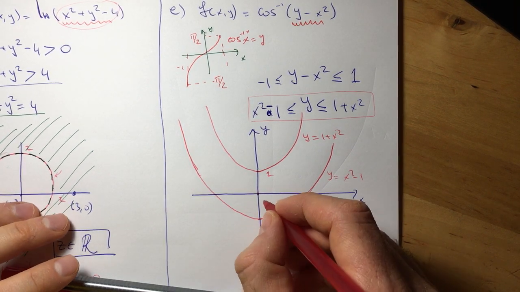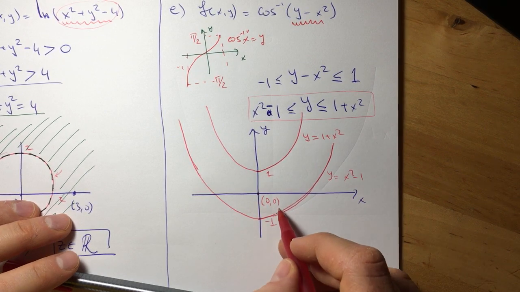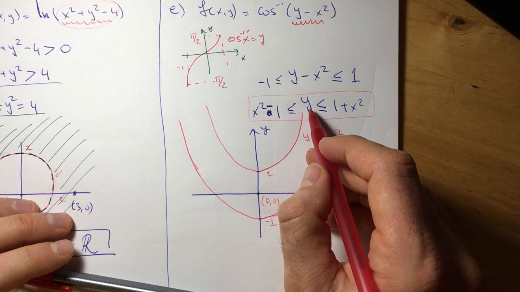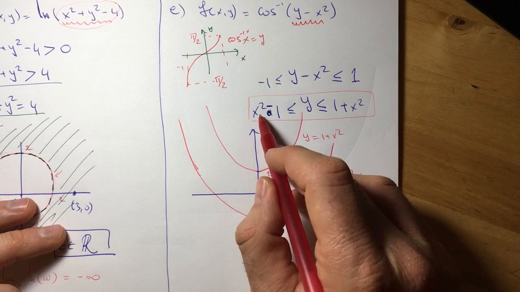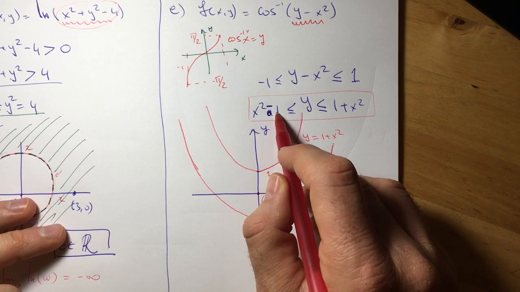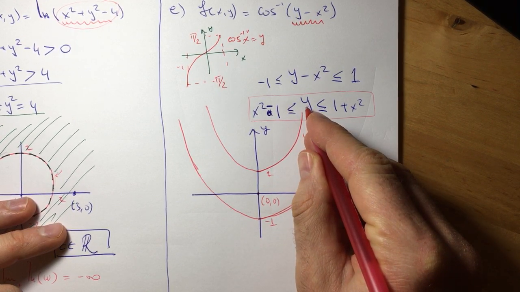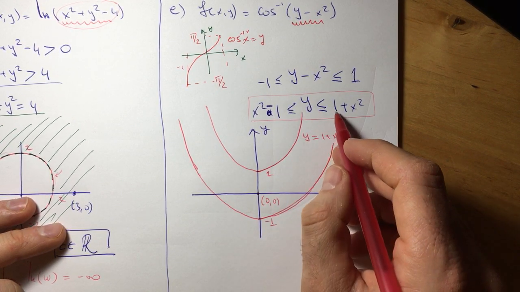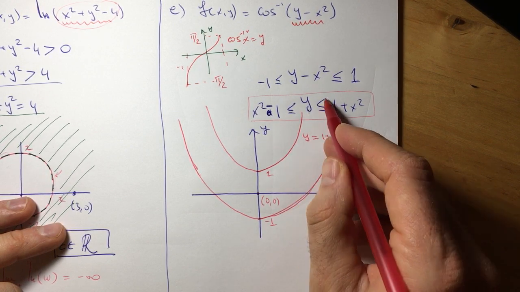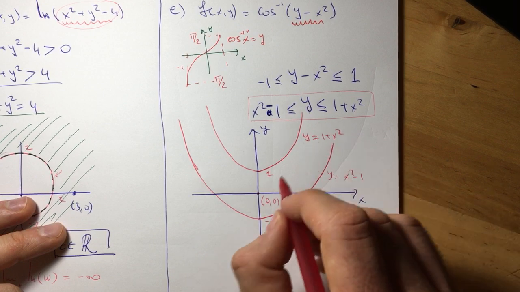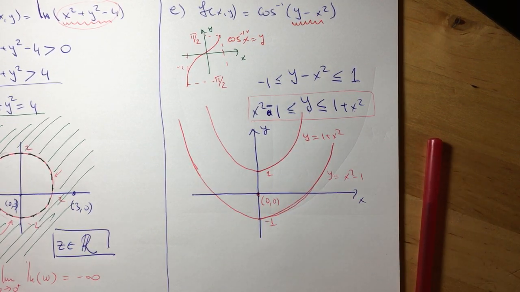Okay, so let's take the origin as the easiest one, because that one doesn't belong to any of the curves. y is 0, so when x is 0, 0 minus 1 is less than y, which is 0, right? So it satisfies the first inequality. What about the second inequality? y, which is 0, is less than or equal to 1 plus x, which is 0. So it satisfies both inequalities.